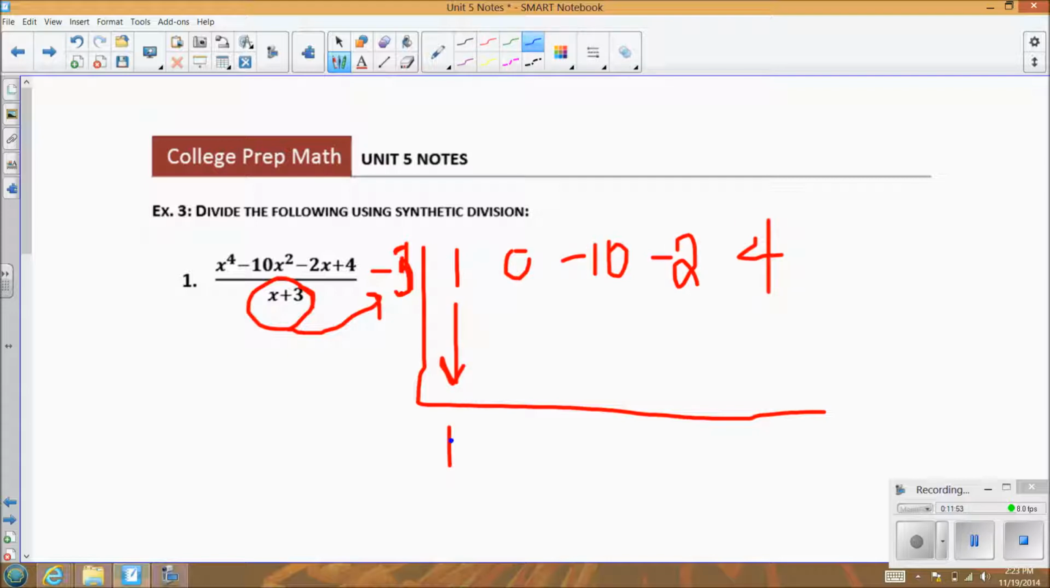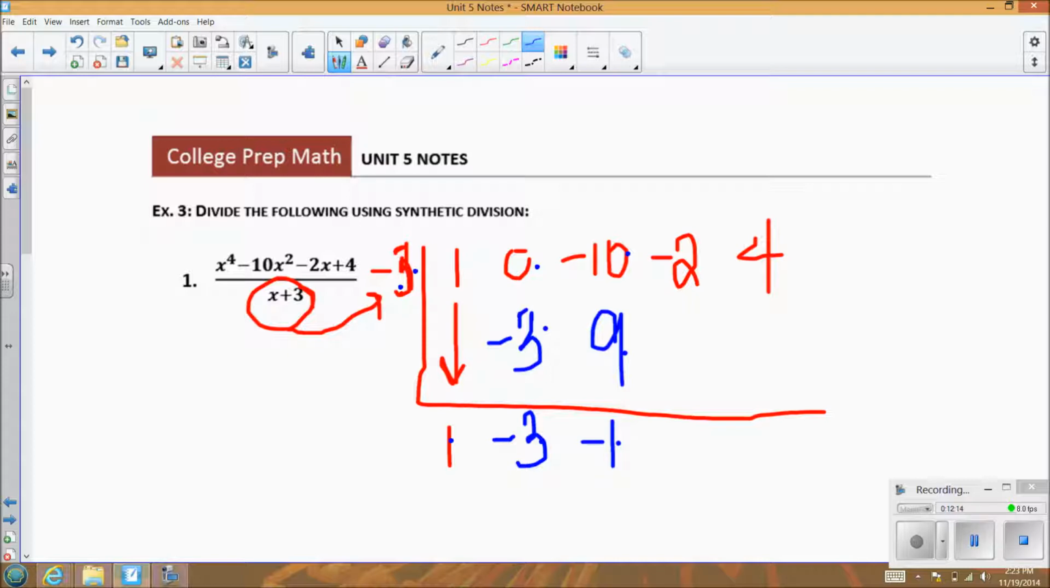And we're going to multiply negative 3 times 1. So we get negative 3. Then we're adding vertically. So 0 plus negative 3 is negative 3. Multiply, we get 9. Negative 3 times negative 3. Add vertically. So negative 10 plus 9 is negative 1.